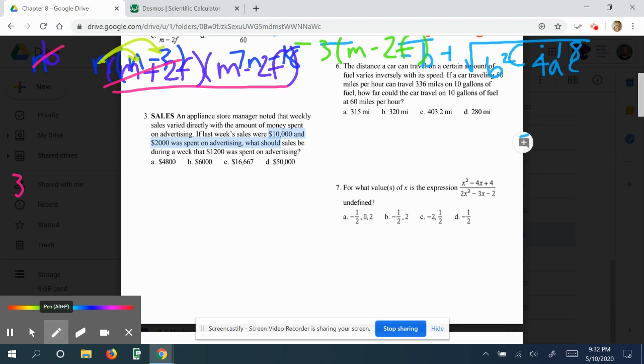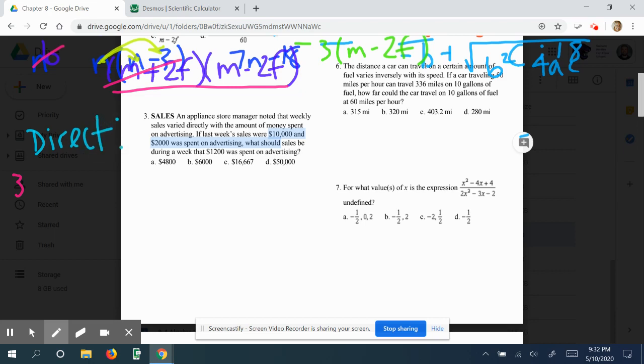It says, an appliance store manager noted that the weekly sales varied directly, so direct variation, with the amount of money spent on advertising. If last week's sales were $10,000 and $2,000 was spent on advertising, what should sales be during a week when $1,200 is spent on advertising? So, I said earlier in the chapter that whenever we start talking about variation problems, we always want to have those at hand. So direct variation, I'll write it out.